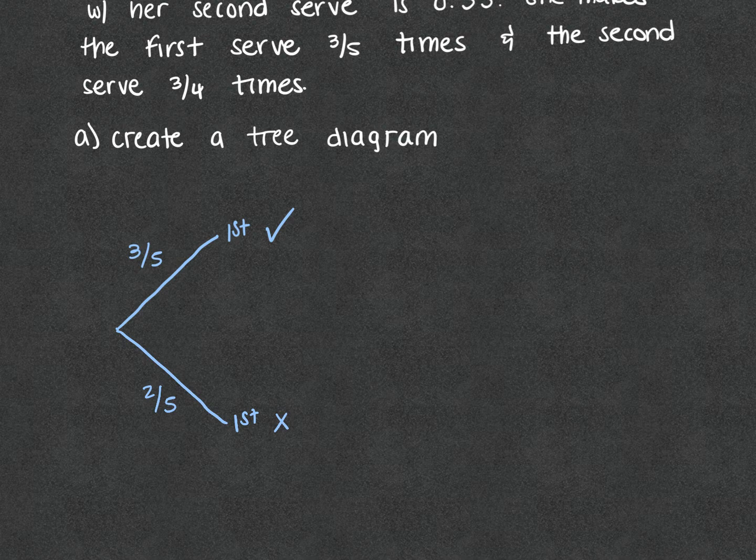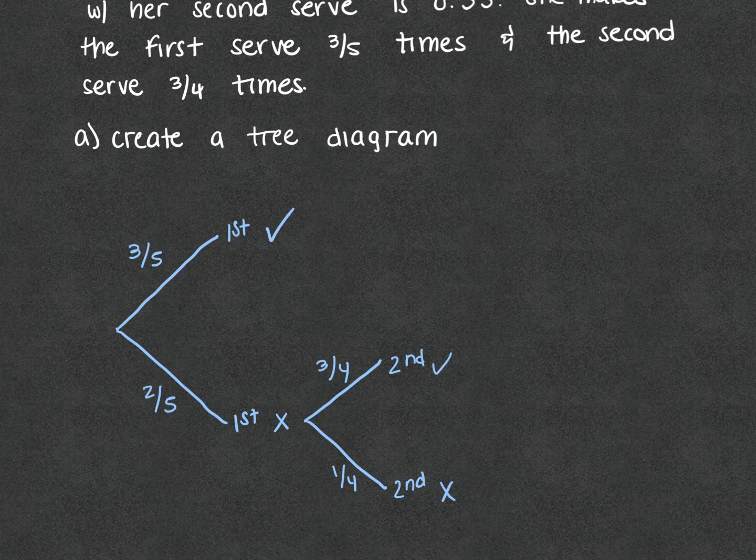If she gets her first serve, then she doesn't do a second serve, right? Because she made it, so they just keep playing. If she doesn't make her first serve, then we have the opportunity for a second serve. So it would be second makes it, or second serve does not make it. Okay. So that's where this one got a little tricky. So for the second serve, it says that there's a 3 out of 4 chance that she'll make the second serve, which would leave a 1 out of 4 chance that she misses the second serve.